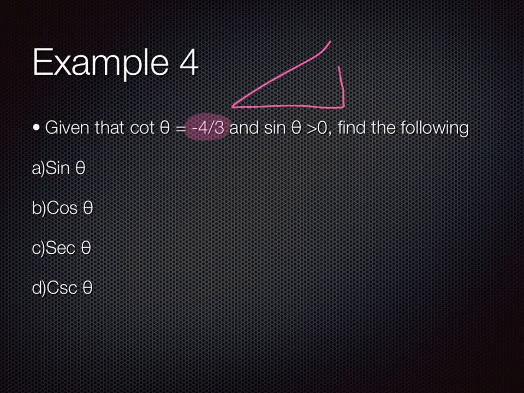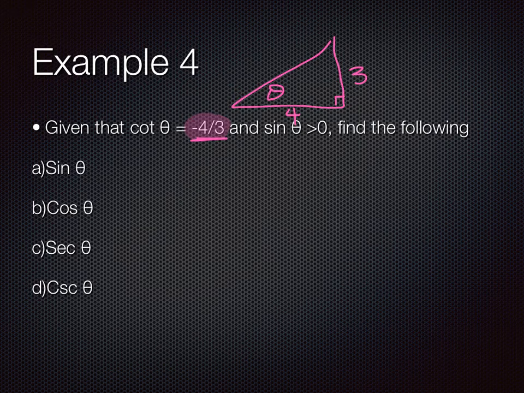It doesn't matter what direction you draw it in as long as you apply the right sign. So don't worry so much about whether it has to point left or down or anything like that, as long as you remember to apply the right signs, positive, negative signs. So the cotangent is -4/3. That means my adjacent is 4 and my opposite is 3, but how do I know which of those is negative?